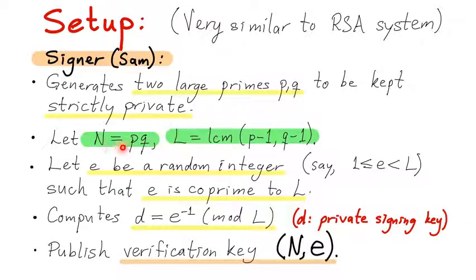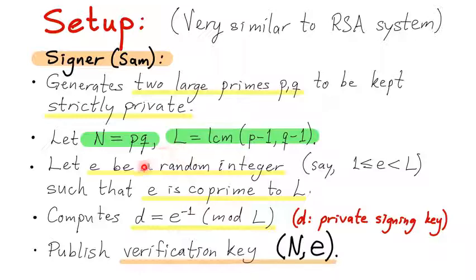Now, the product P times Q is the first RSA parameter. That's called capital N. And the other RSA parameter is L, the least common multiple of P minus 1 and Q minus 1. N is going to be public, whereas L is very, very private.